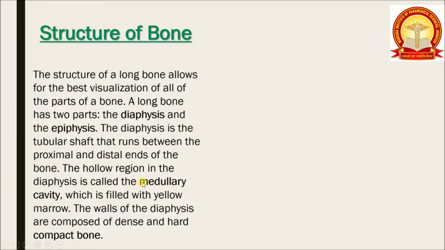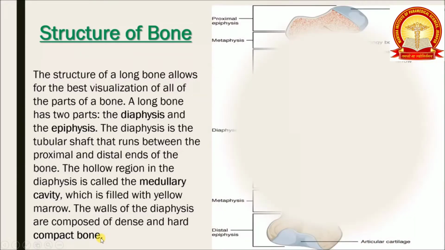The hollow region in the diaphysis is called the medullary cavity. The middle part of the bone is called the diaphysis and the inner side is called the medullary cavity, which is filled with the yellow marrow. The walls of the diaphysis are composed of dense and hard compact bone. The outer side of the diaphysis is called compact bone. So this is the structure.